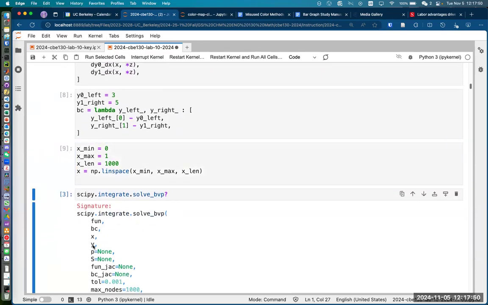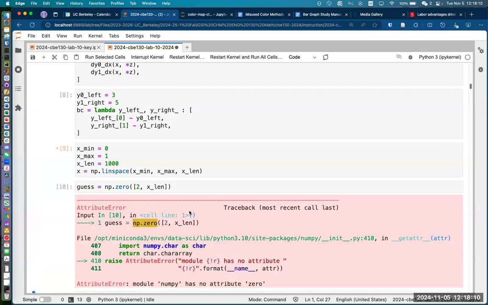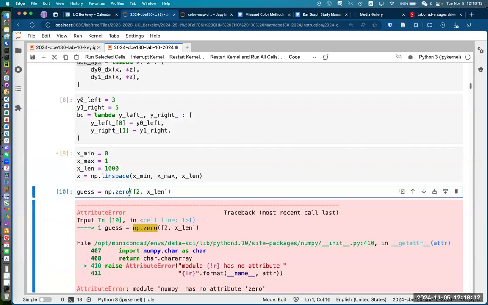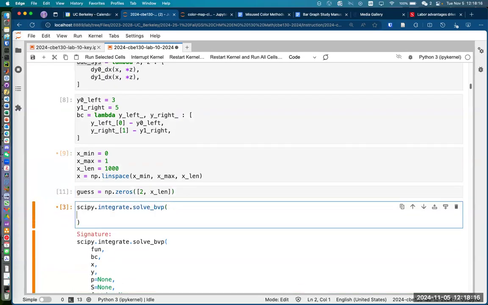And then finally, we need some initial guess. The initial guess should have the dimension of 2 rows and x length columns. The 2 rows each represent the original function and the first derivative, and the x length dimension represents the time points. Zeros.